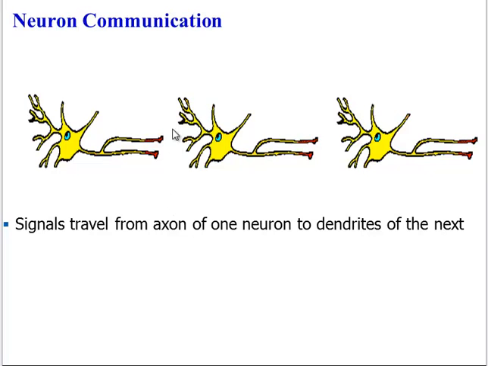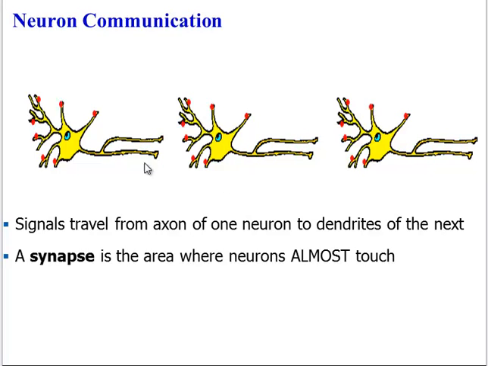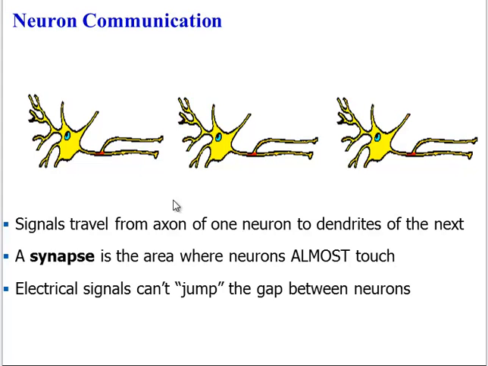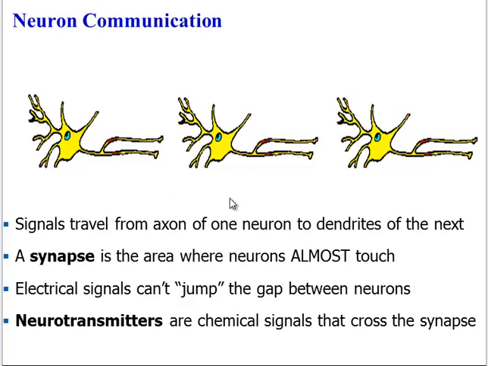But there's a little bit of a problem here. If you notice, the neurons don't actually touch. There's a little gap between them. So the area where neurons almost touch is called a synapse. Here's a synapse, and here's a synapse. And the problem is that electrical signals cannot jump this gap. It just doesn't work. So another substance, a neurotransmitter, is needed. A neurotransmitter is a chemical that can cross the synapse. You can think of it as kind of a chemical boat that carries the electrical signal from one neuron to the next neuron. Let's look in detail at how that works.